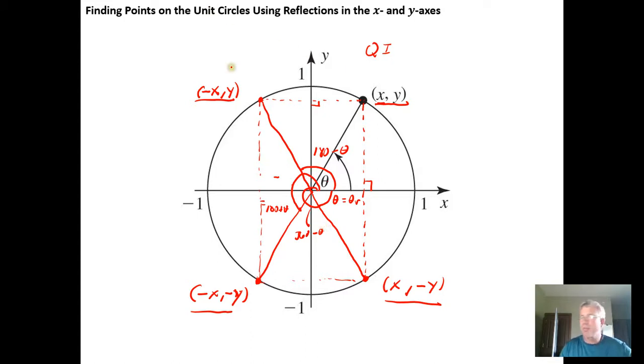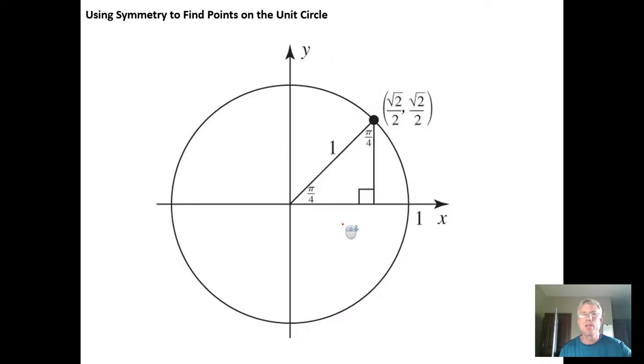So we generate 3 points and 3 angles by reflecting x and y in the y and x axes. So now we can look at the special angle context. So earlier we developed the idea that if we have a 45, 45, 90 triangle with a hypotenuse of 1, the two side lengths were root 2 over 2 and root 2 over 2.